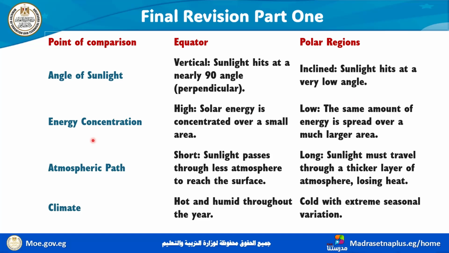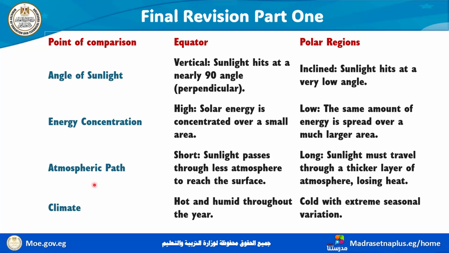The second point of comparison, the energy concentration. In equator, there is high energy concentration. The solar energy is concentrated over a small area, while in polar regions, the energy concentration is low. The same amount of energy is spread over much larger area, making the energy concentration very low.